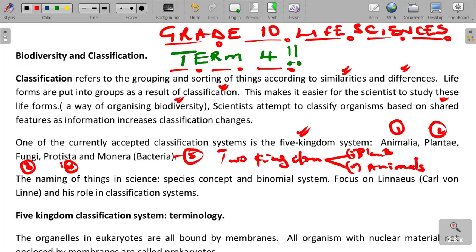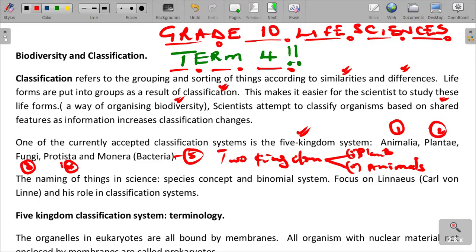Now, the two kingdom classification system, you need to understand that it uses certain characteristics of plants and animals. Plants are able to manufacture their own food by photosynthesis, while animals are unable to do so. What is the reason why animals are not able? Plant cells are surrounded by an outer cellulose cell wall, and animals do not have this.